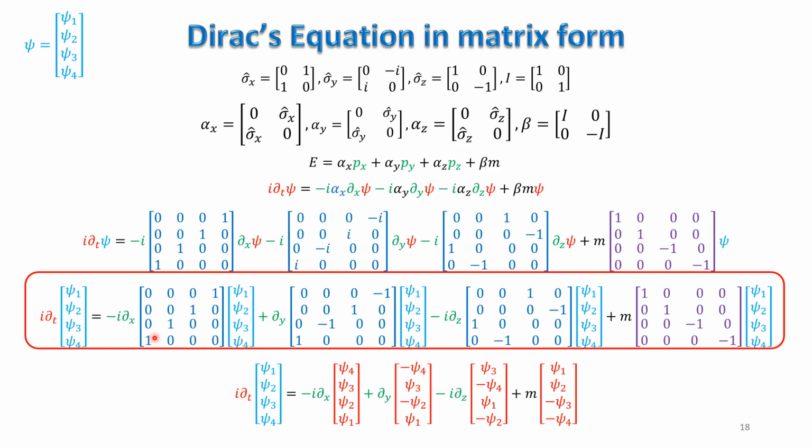And if you solve these matrices, 0 into psi1 plus 0 into psi2 plus 0 into psi3 plus 1 into psi4, this offers the order psi4, psi3, psi2, psi1. So minus i into partial differentiation with respect to x, that is the slope in x, operated on psi4, psi3, psi2, psi1. Then here by multiplication we get minus psi4, psi3, minus psi2, psi1. You can identify that, and this is our final equation.